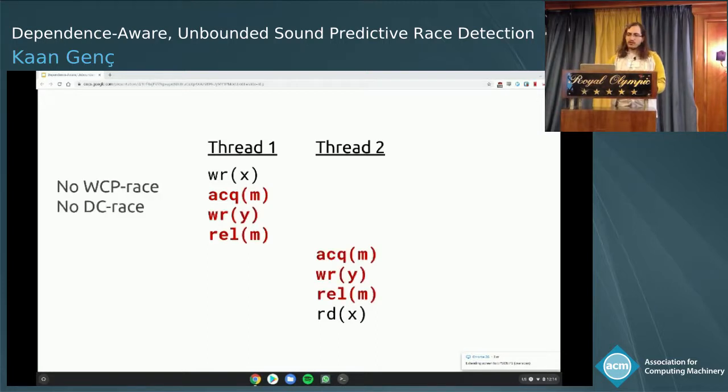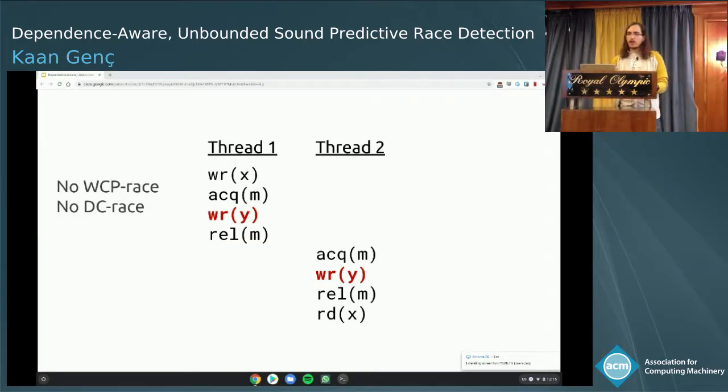Now, if we were to give this example to weak causally precedes or doesn't commute, they'll again tell us that there is no WCP race or DC race in this example. They don't find any races. And again, the reason is that these tools look inside the critical sections, and they'll say that both of these critical sections contain a write to Y. So they contain conflicting accesses, which means that we can't do that prediction thing where we push something up and push something down, because these are conflicting accesses, the execution might go differently, and we can't know what's going to happen.